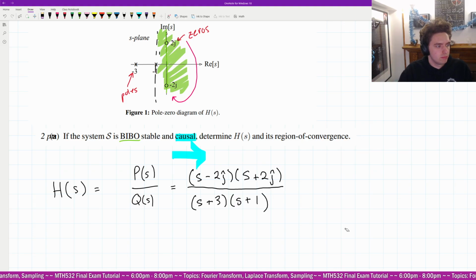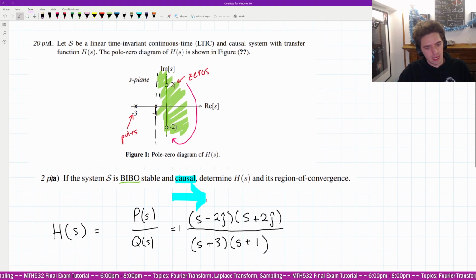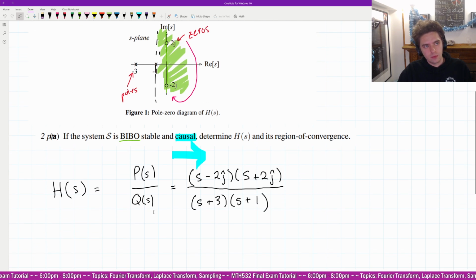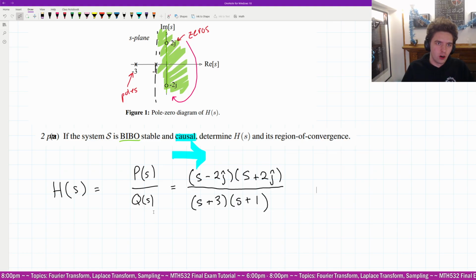And there we go. K would be some sort of gain. So it wouldn't change the form of the actual H of S. So there we go.